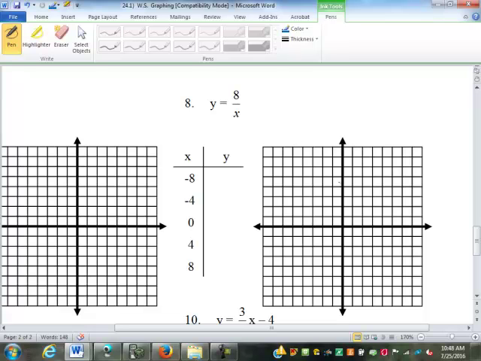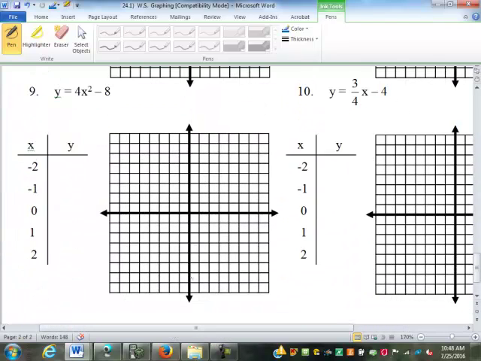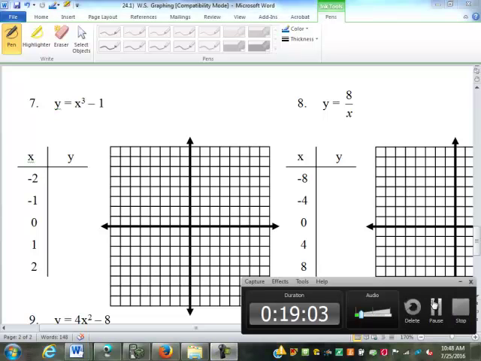Now, there's a couple others here. I'm going to have you try those, and that'll be the last one. There's 2 more down here, but these are pretty simple. We'll kind of do those last 2 together. I'm going to have you try these 2, though. 7 and 8. See what you come up with, and then we'll move on from there.